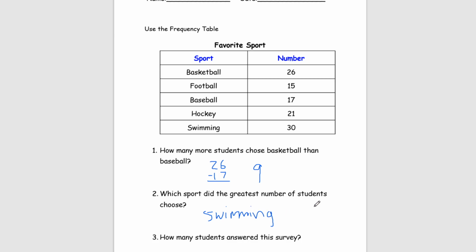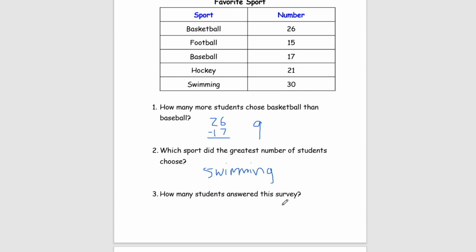And for number 3, we have how many students answered this survey. So we have to add up all these numbers together to get our number. Let's go from the bottom. Let's do 30 plus 21. That gets us 51. 51 plus 17 gets us 68.